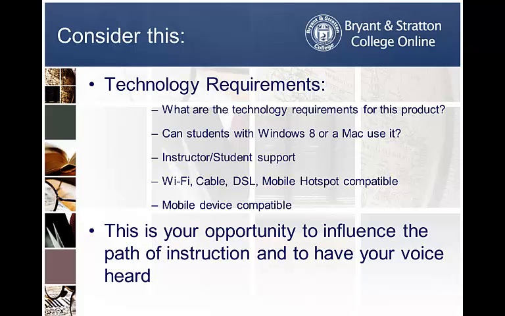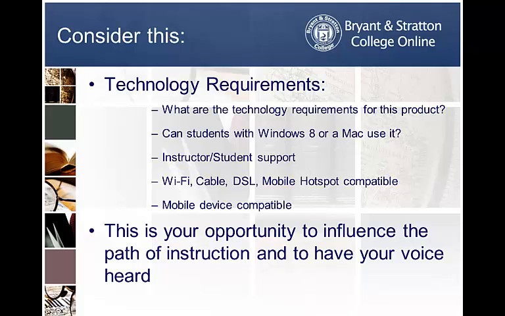What customer service is available to students and instructors? Is there service late at night, and what about on the weekends? Can the program accommodate students with Wi-Fi, cable, DSL, and mobile hotspot connections? What about students who use mobile devices? Are there mobile apps? Does the product even support a mobile device? Be sure you think about things like this before you vote for a company that offers an external product.